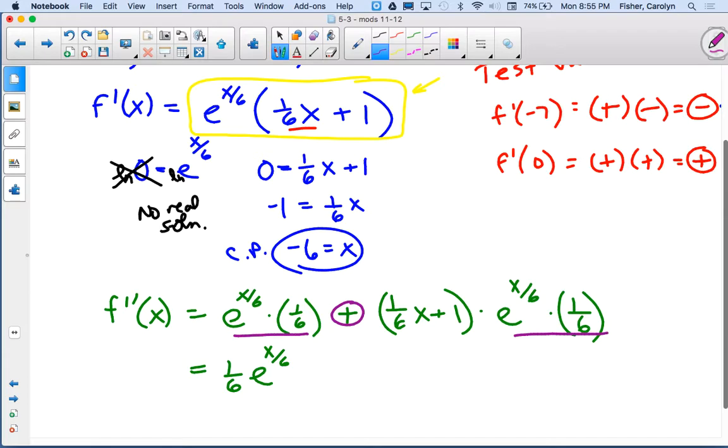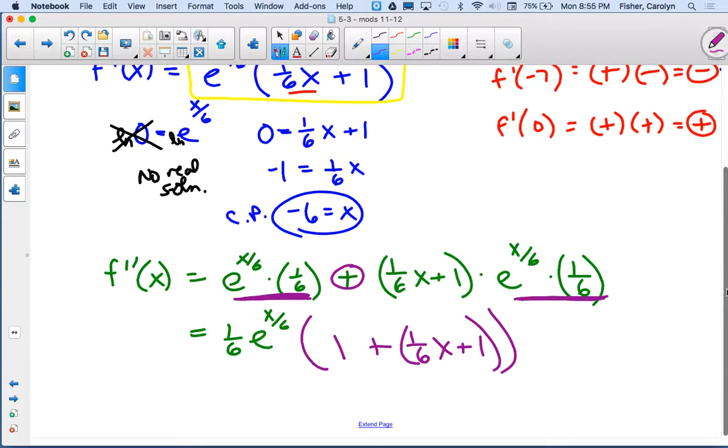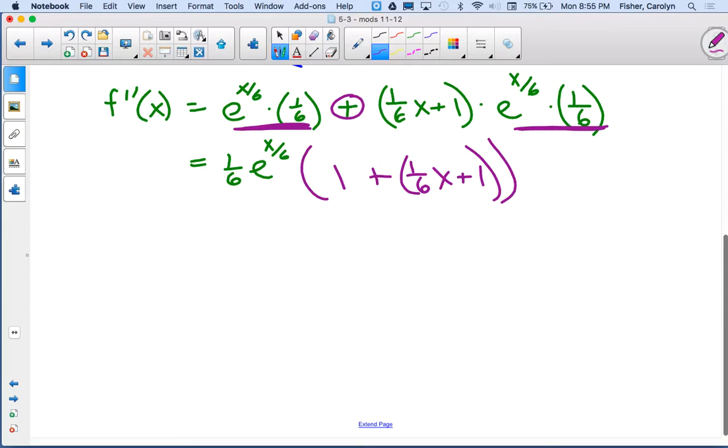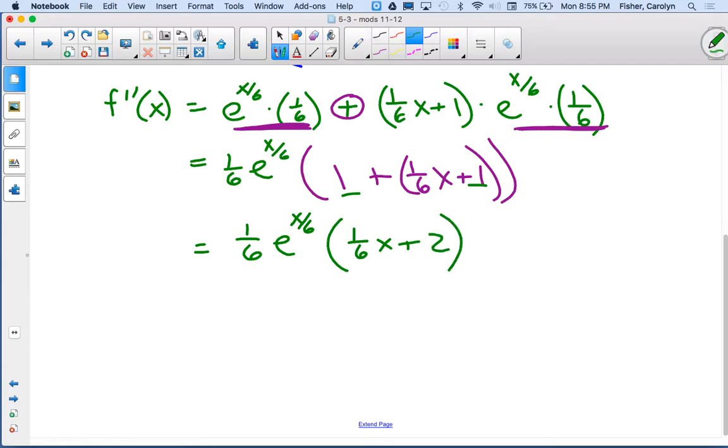So really all I've got left inside is 1 for my first term here, plus this came out, so I've got the 1/6 x plus 1 left in parentheses. And I think I can simplify that. So let's go ahead and simplify that, and that's giving me 1/6 e to the x over 6 times 1 plus 1 is 2, so I've got 1/6 x plus 2. And I think we'll call that good.